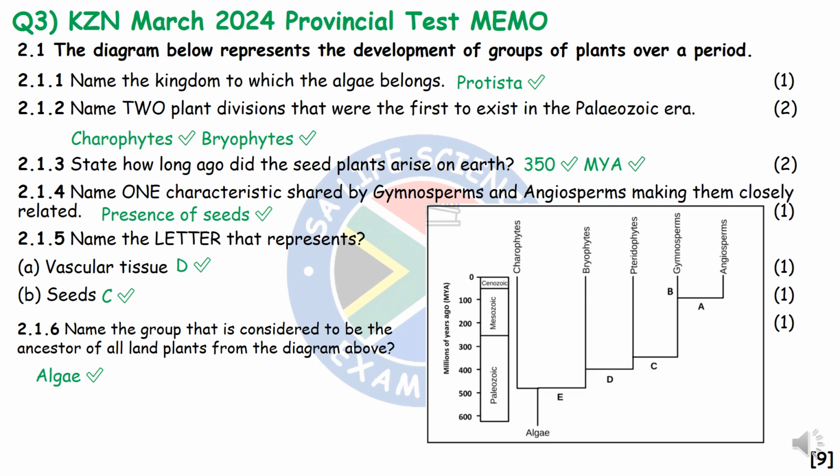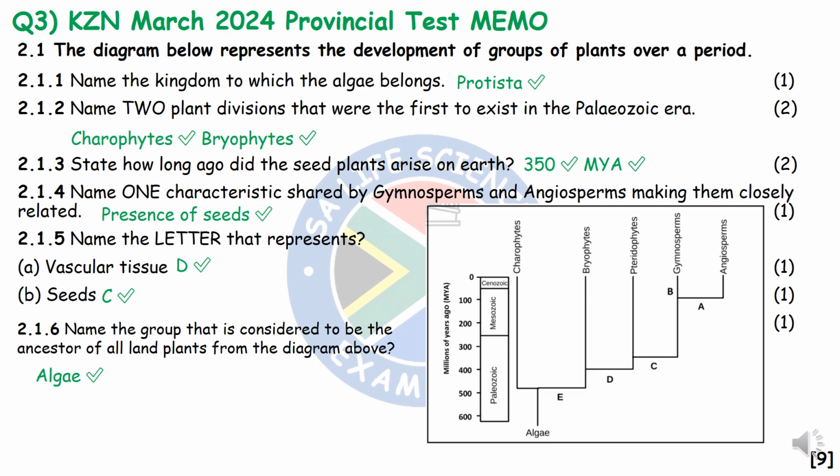Name 2 plant divisions that were the first to exist in the Paleozoic era. These would be the Gr.11 and the Bryophytes. So we can see that when we look at our phylogenetic tree, the 2 clades that begin at the Paleozoic era are the Gr.11 and the Bryophytes.